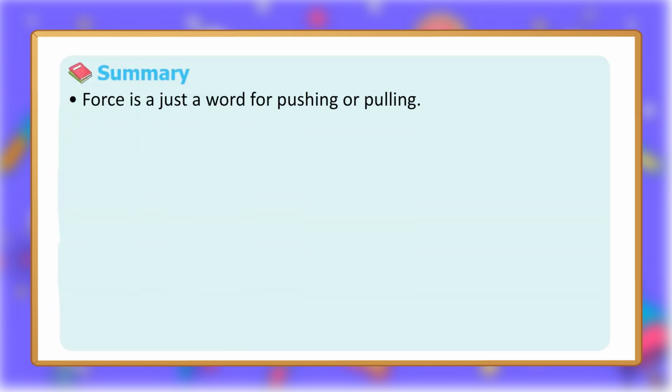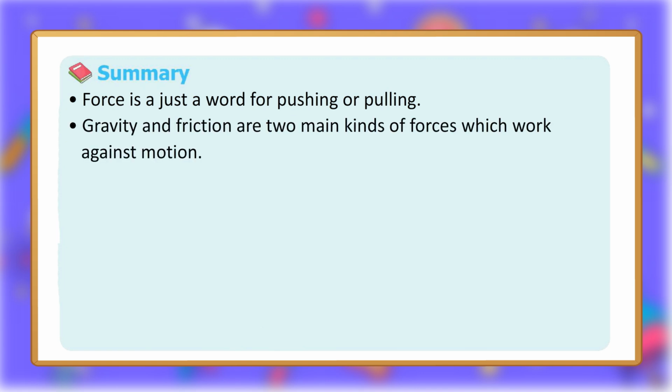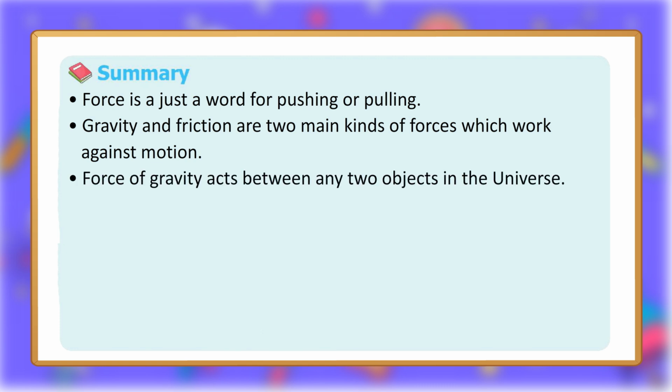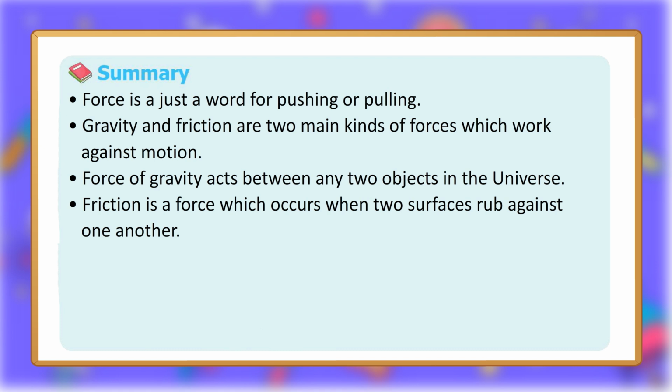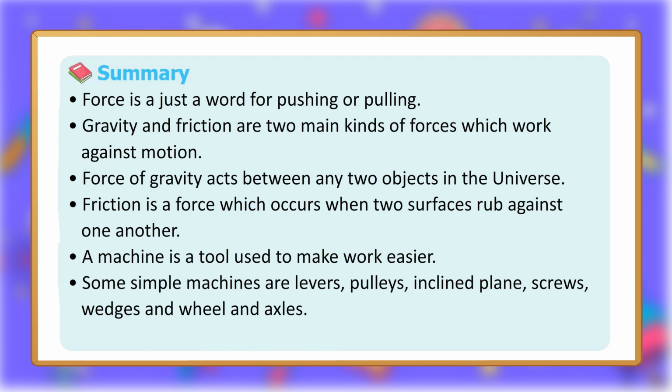Summary. Force is just a word for pushing or pulling. Gravity and friction are two main kinds of forces which work against motion. Force of gravity acts between any two objects in the universe. Friction is a force which occurs when two surfaces rub against one another. A machine is a tool used to make work easier. Some simple machines are levers, pulleys, inclined plane, screws, wedges and wheel and axles.